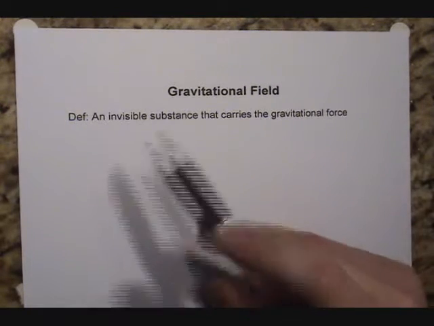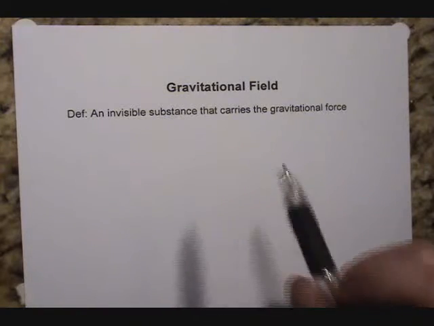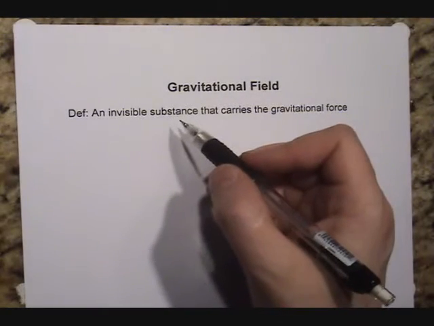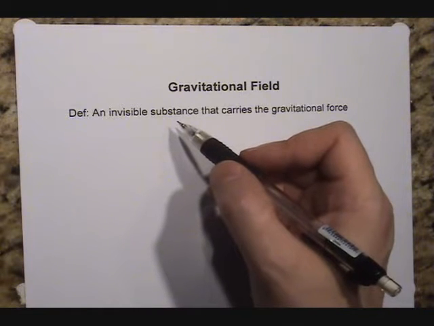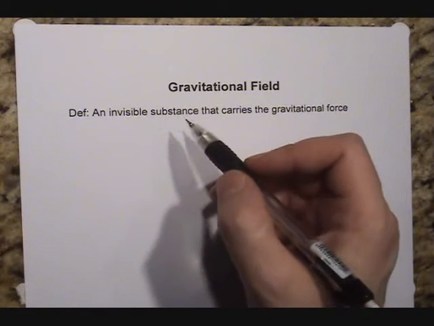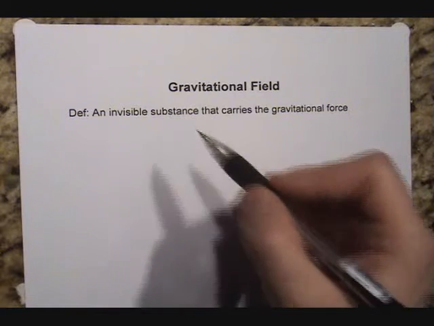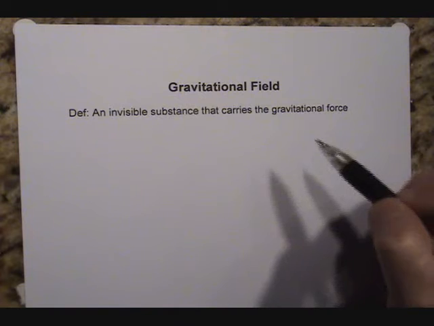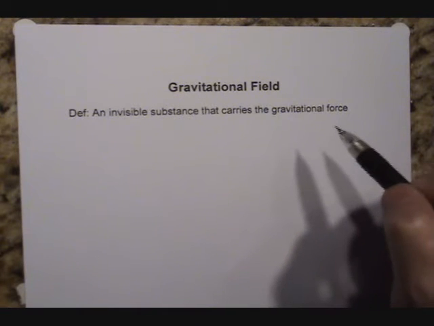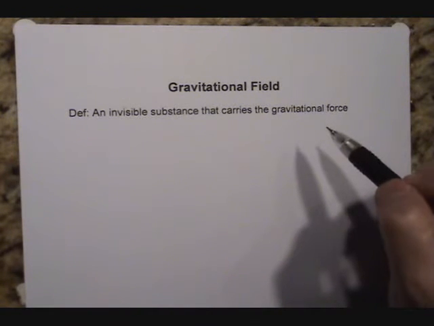So the definition of the gravitational field is, in essence, an invisible substance. It is an object in the sense that there is something there, but it's not an object like mass. It's not like the things that you typically think about in your everyday life. It's an invisible substance that carries the gravitational force, that allows the gravitational force to be felt at a distance, even when two objects are not in contact with each other.